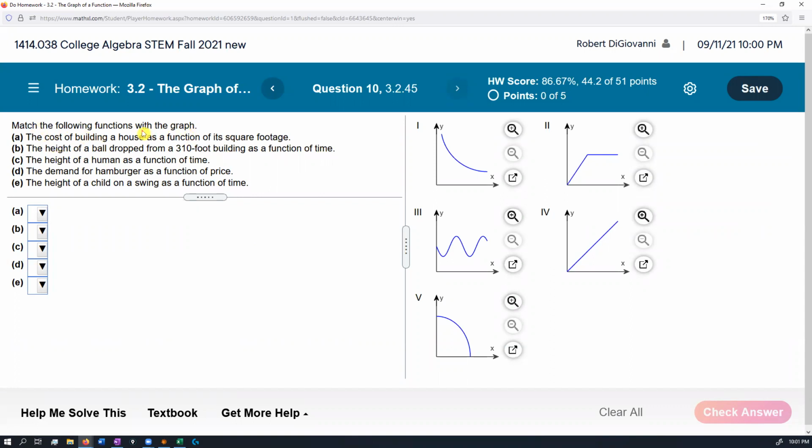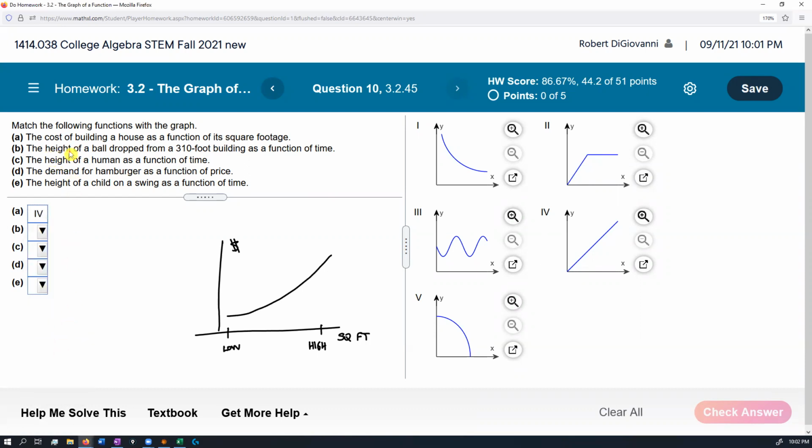Match the following. The cost of building a house as a function of its square footage. How much does it cost to build a house as a function of square footage? If this is the square footage of the home, this is the cost to make it. Look at this graph. If we had a low square footage and a high square footage, what should we expect for the cost? Low square footage means it should be cheaper. More square footage is more cost. So it should do something like that. So it's not this one, it's not this one. This one, I don't know. I would think it might be this one, the bigger the house, the more it costs, but maybe there's a maximum. I'm going to go with 4.